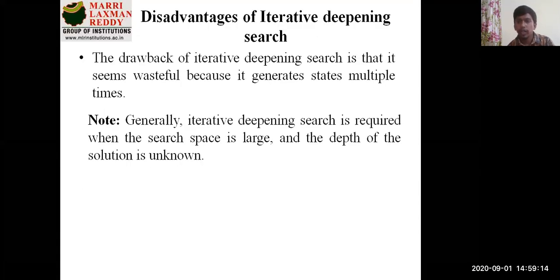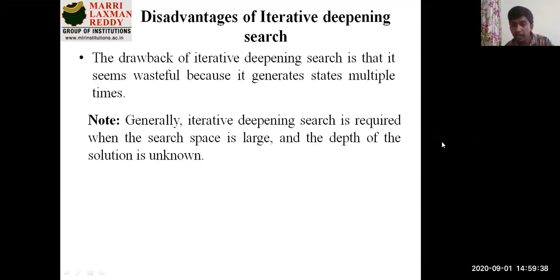The problem with iterative search is that it seems wasteful because it generates states multiple times. While traversing, the iterative search algorithm will generate a lot of state spaces and consume a lot of time. That is the only drawback.